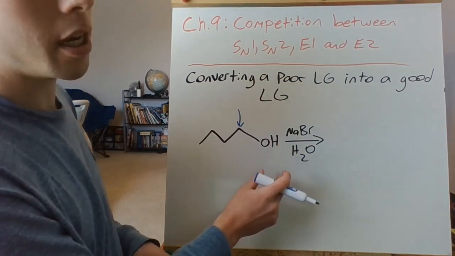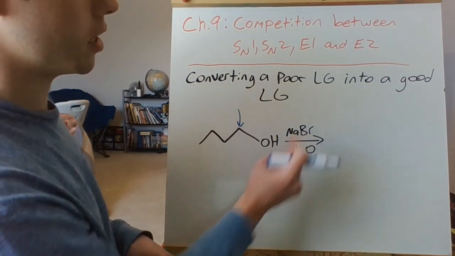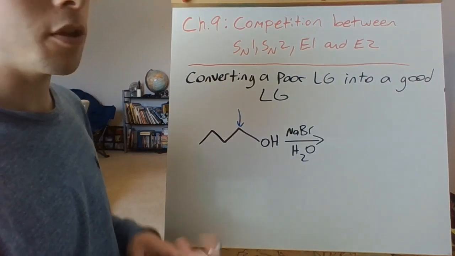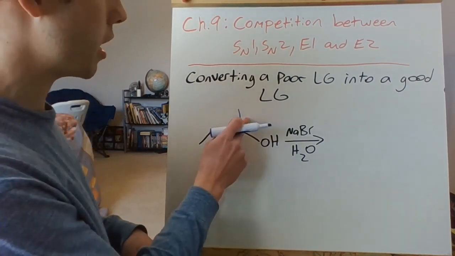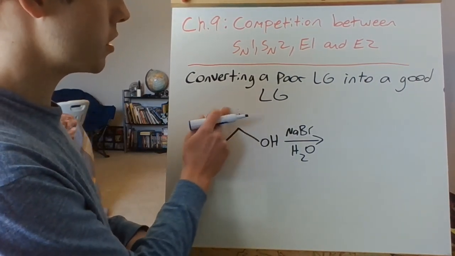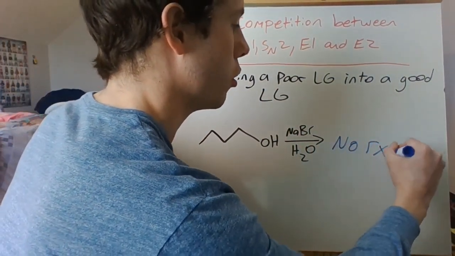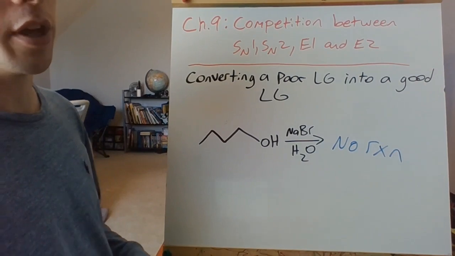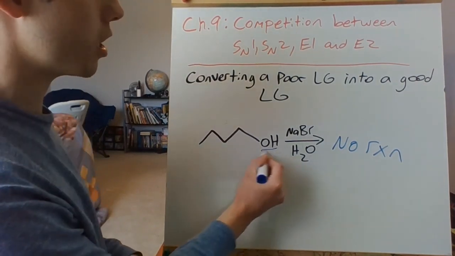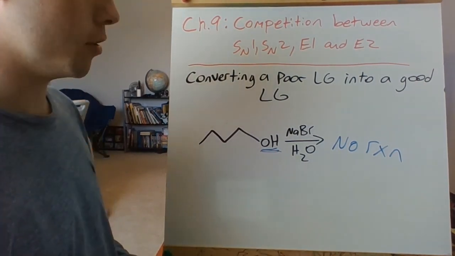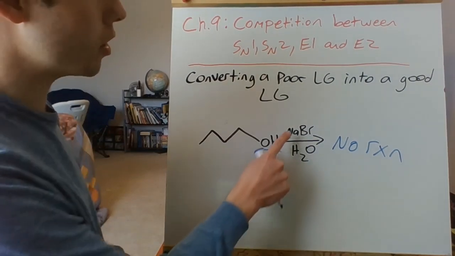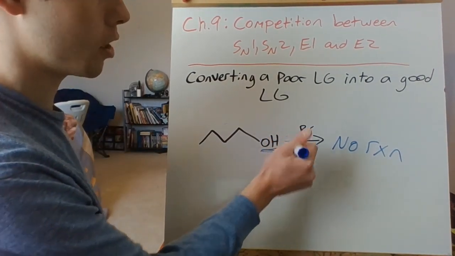If we look over top of the arrow, we see that this is negatively charged, and so we would be thinking that we're going to have an SN2 reaction, but in this case, the outcome is no reaction for this. And why is that? It's because hydroxide is a bad leaving group. And so essentially, remember that sodium means nothing, so we would mark that out.